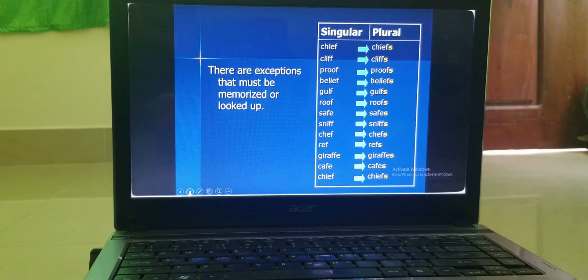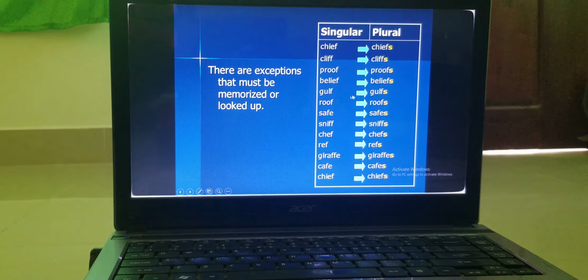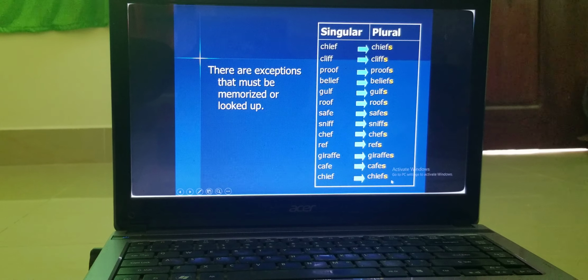And there are exceptions that must be memorized or looked up. So, like the word chief, you take a look at the table, singular and plural. So, chief, we change to plural chiefs. Cliff, also cliffs with s. Yeah, the word proof, proofs. Belief, beliefs. And gaff, gaffs. Roof, roofs. Chef, chefs. Sniff, sniffs. And chef, you see, chefs. Ref, giraffe, yeah, a giraffe, sorry, and giraffes. Cafe, cafes, and chief, and chiefs.